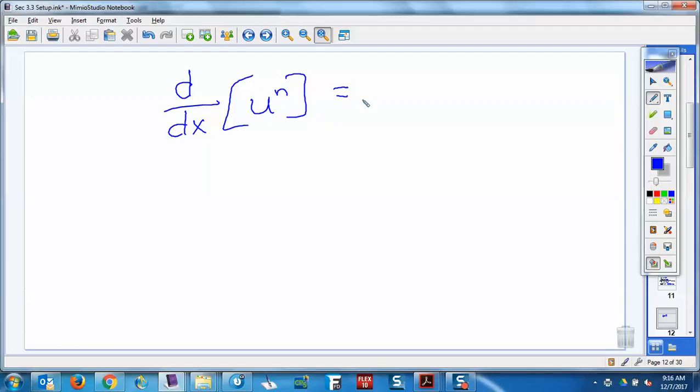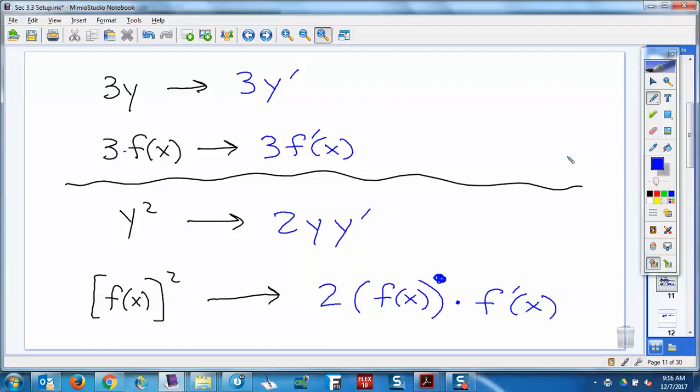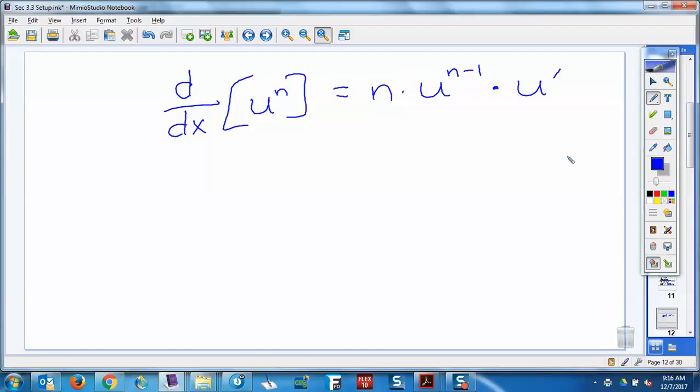So what do we do? We bring the power down in front. We leave the inside alone. That's kind of what the u is, whatever that would be, to the n minus 1, and then we tack on the u prime. And that's kind of what we're saying now with the y. We just tack on the y prime, because that would be like our inside. So when we have y squared, what we really have is some stuff squared, right? And the stuff is the y. So we tack on the derivative of the inside, the y prime. That's what we're talking about. So that's similar to all these rules that we have. We'll spend some time tomorrow going through those rules and looking at those.